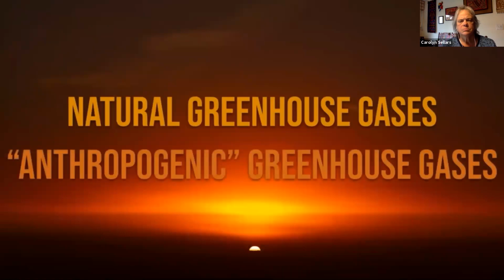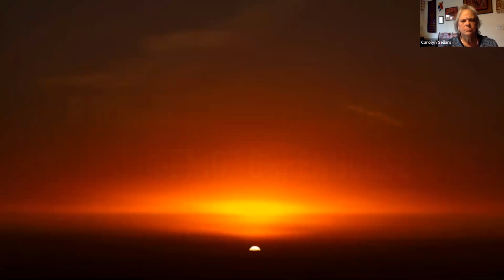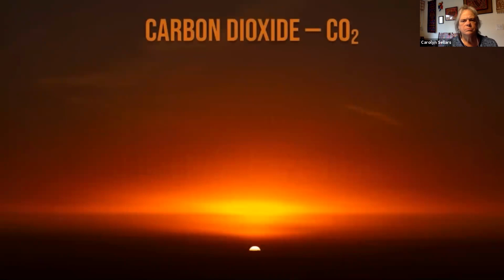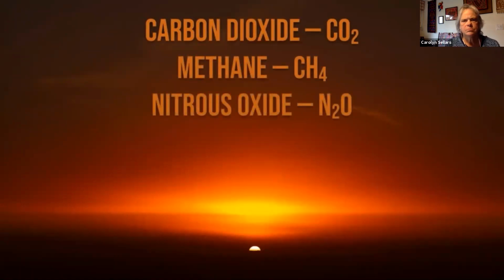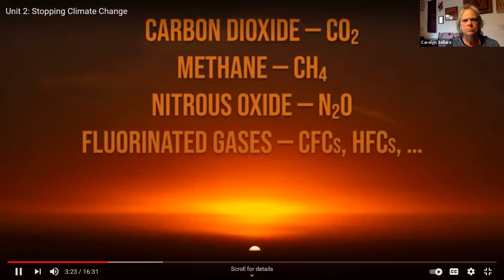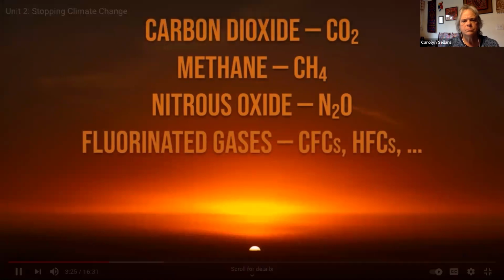But then we've got these things we call anthropogenic greenhouse gases, or human-caused greenhouse gases, that we've been adding on top of that. And those include more carbon dioxide than was there before, more methane, more nitrous oxide. We've added chemicals that weren't even in the atmosphere before, like fluorinated gases, so-called chlorofluorocarbons, hydrofluorocarbons, and so on, and many other gases that are impacting our climate.